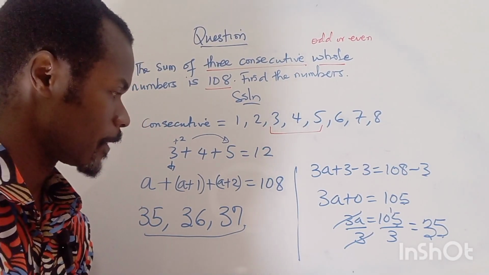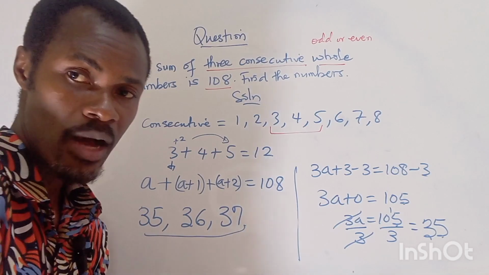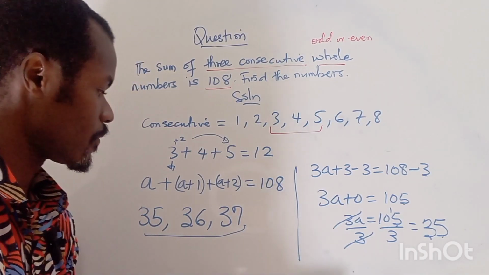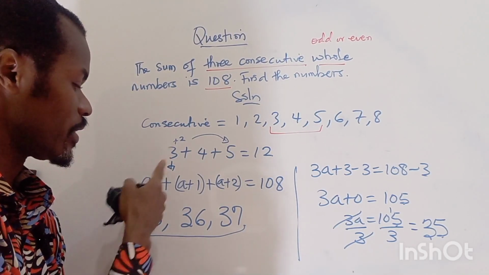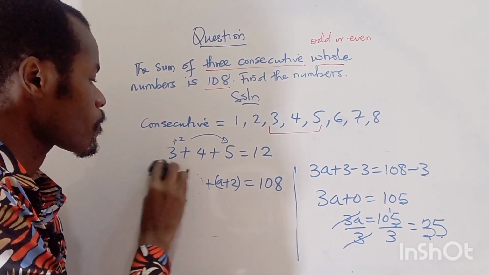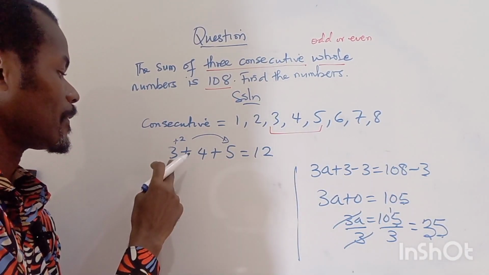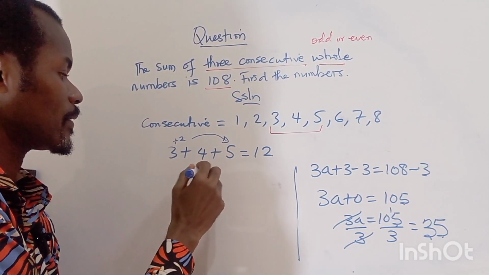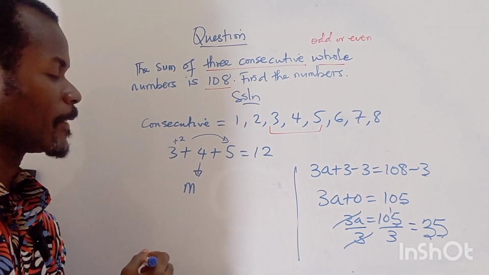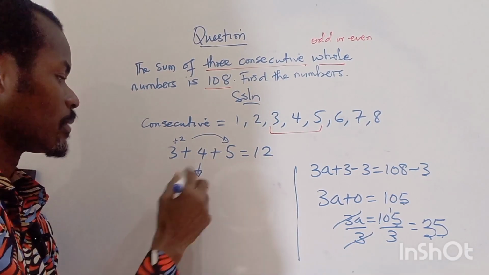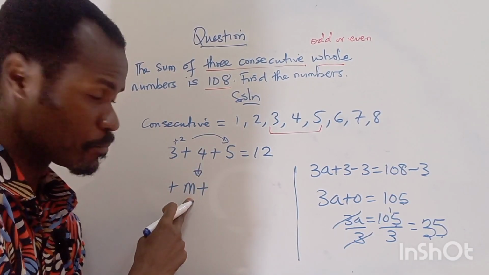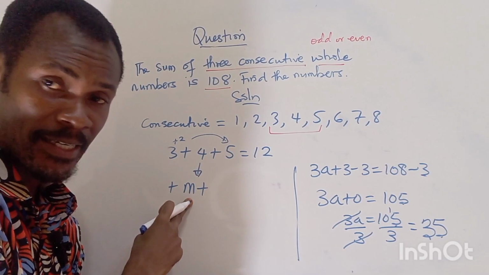108. Okay. Now quickly, I'll also show another way we can solve this. We don't want to start with A. Now let's see how we can also solve this. We'll start with the middle number and call it M. We will say M is the first number.